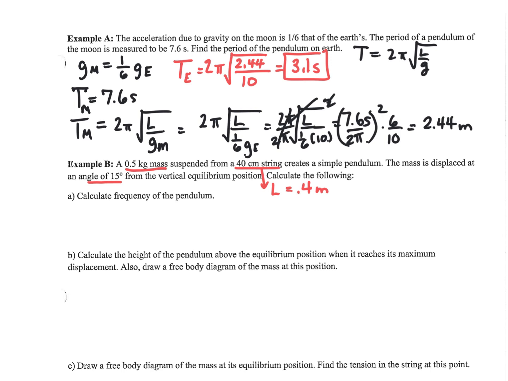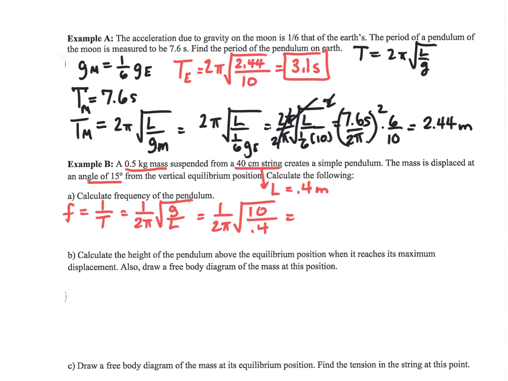So first thing we need is frequency. Frequency, guys, is just equal to 1 over the period. So that means we just have to turn everything upside down. 1 over 2 pi, and instead of L over g, it would be g over L. So now all we have to do is plug all this in. So 1 over 2 pi, square root of g, g on Earth is 10, and the length is 0.4. So there was a lot of unnecessary information in the first part that we didn't need for this, did we?